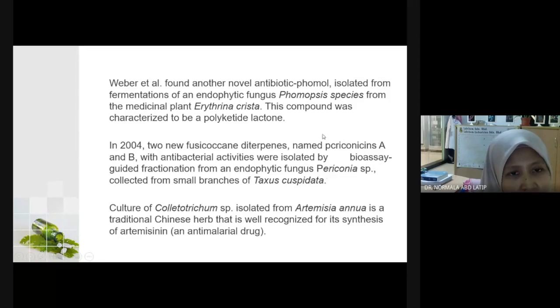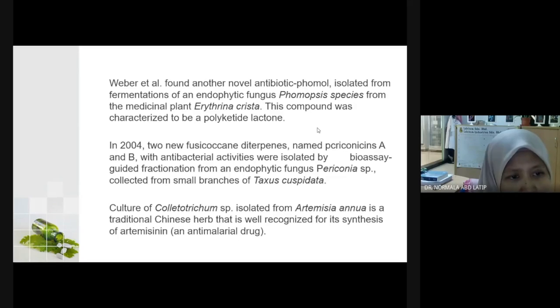Weber and colleagues also found the novel antibiotic phomol, isolated from the fermentation of the endophytic fungus Phomopsis species from the medicinal plant Erythrina crista-galli. They characterized this antibiotic as a polypeptide lactone.